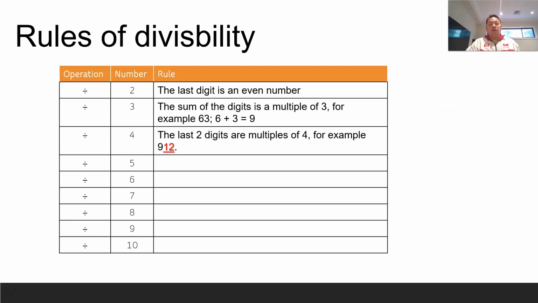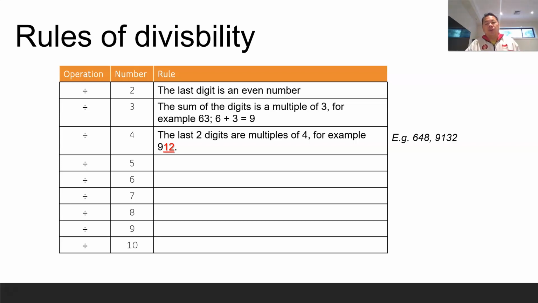Moving on to 4. How do I know whether a number is divisible by 4? We just need to look at the last two digits. Bear in mind you do not need to add them, just look at the two numbers. The two numbers are 12. 12 is divisible by 4. So that's the reason why 912 is divisible by 4.